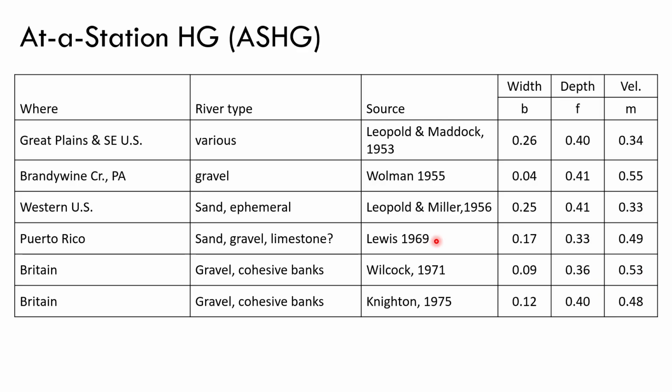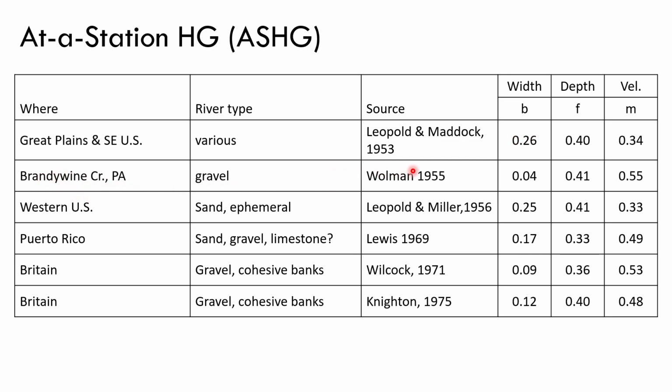So just to look at a few different types of rivers in a few different places. The Great Plains in the southeast was done by some of the original work by two gentlemen called Leopold and Maddock. You can see here that the exponents are actually similar to the ones we just looked at, but in the Great Plains in the southeast, depth is going to change fastest, velocity is going to change the next fastest, and width is not going to change very fast.